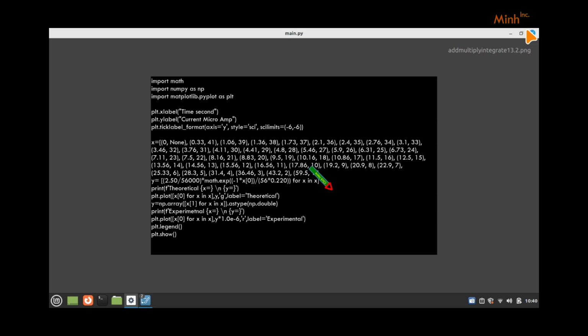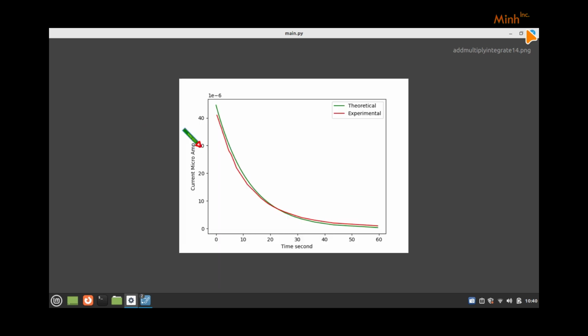Now this is the kind of Python code that we have used to calculate the theoretical and then experimental graph. So this is the reading we have got, and we are drawing the graph. So green is what is theoretical, what we calculate through formula, and red is what we got.